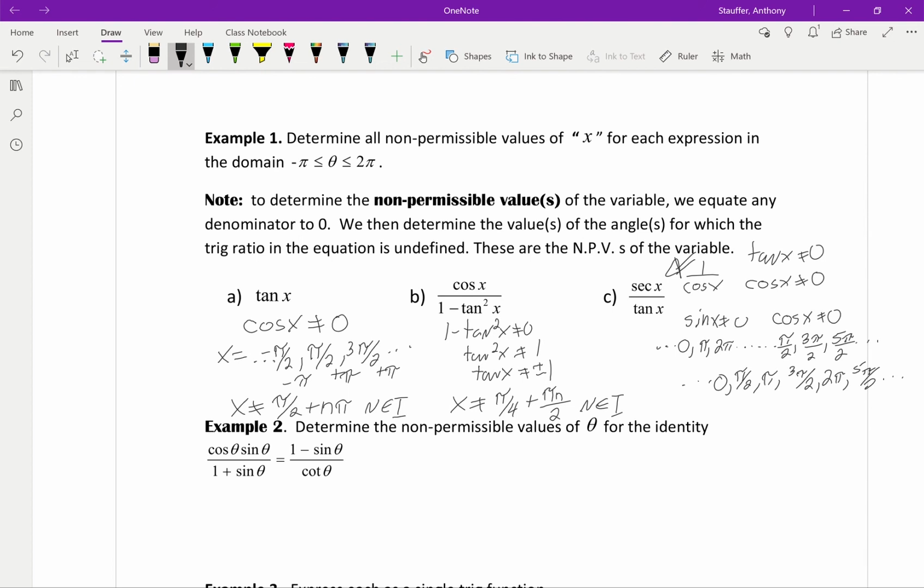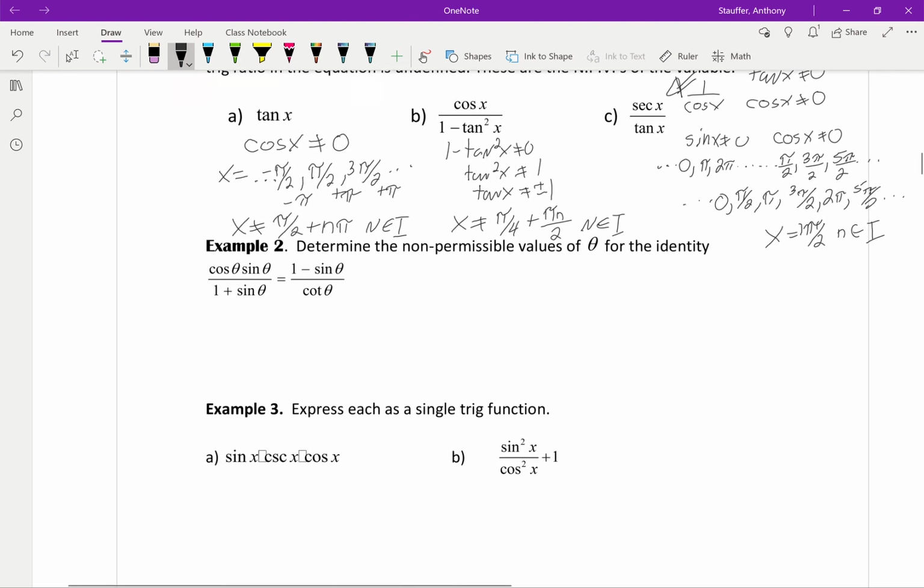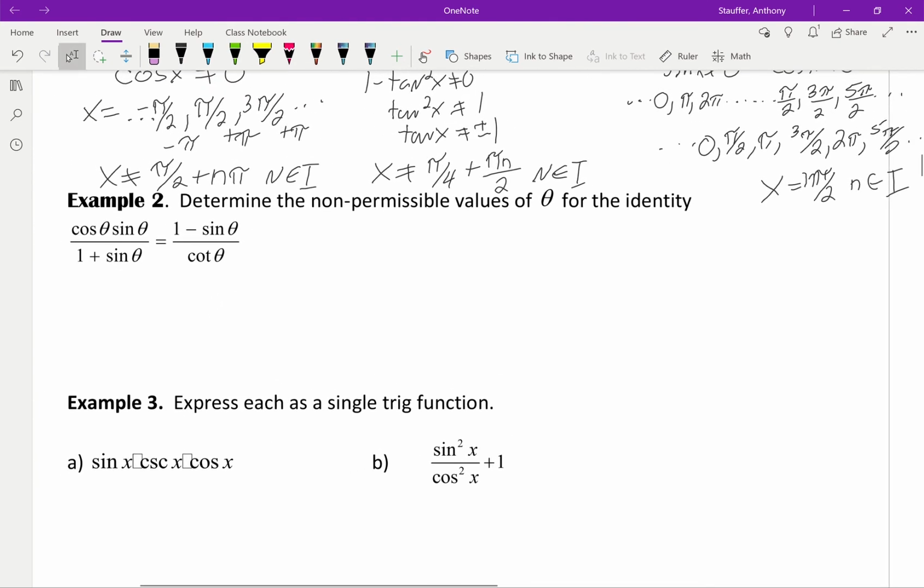So my solution for this would be x does not equal the pi by 2, and then we multiply that by the n, and then we say where n is in the set of integers. That'll be good for this lesson. We will move on to more NPVs in the next one.